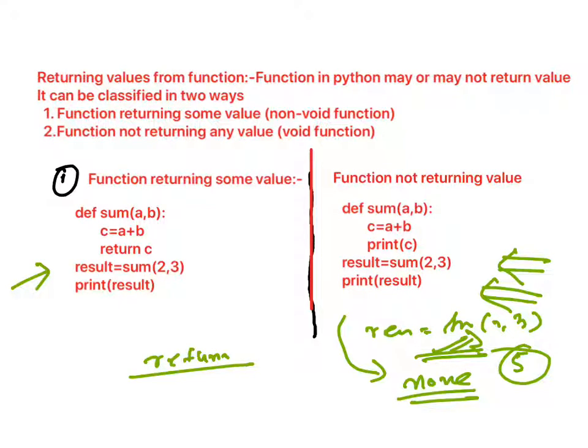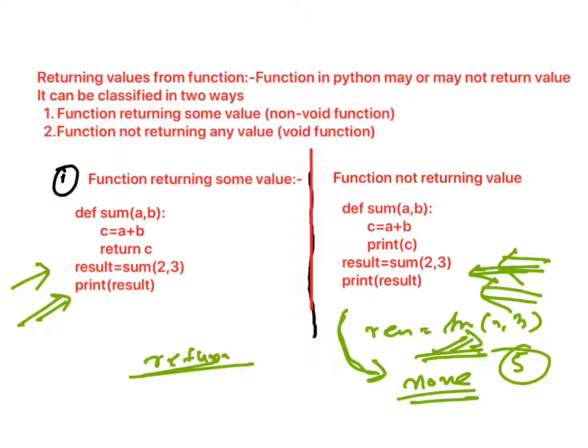Why will it give you None? Because you have not used the return statement. When you have not used the return statement, sum 2 3 will not assign its value to the result, and that's why the result will not print anything. It will give you None. But in this example, you can see I am using return C. Now if you use this example, it will give you the value from both sum 2 3 and the print result. It means it will give you 5 in this case.